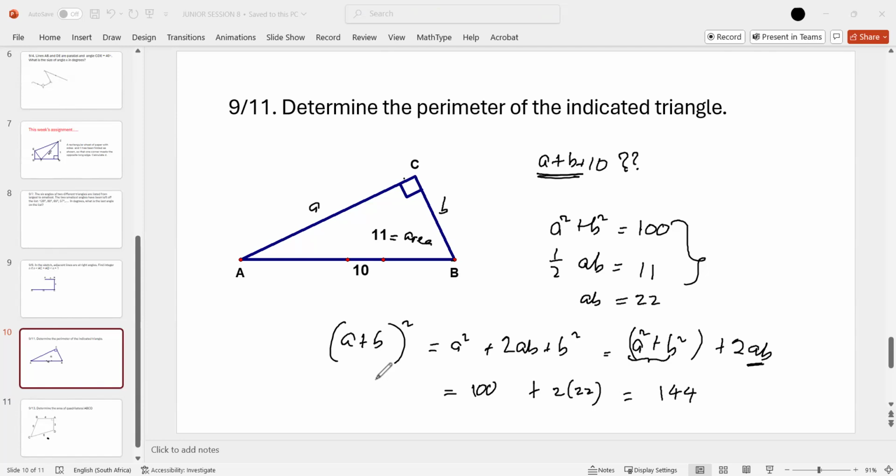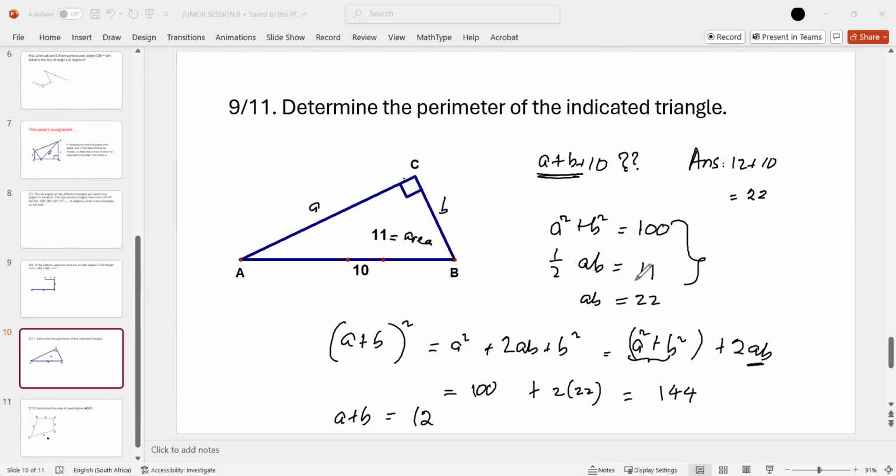And there's a plus b all squared. That's very nice, because it's got a square root. A plus b all squared is 144. So therefore, a plus b itself will have to be 12. Then I got that. So therefore, the perimeter is 12 plus 10, which is 22.